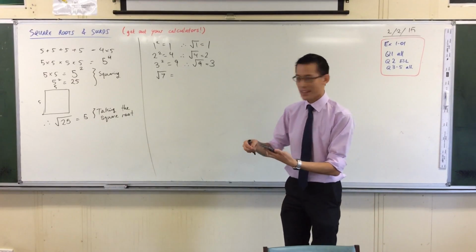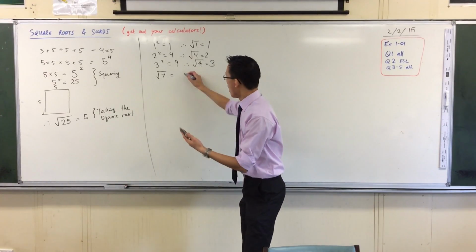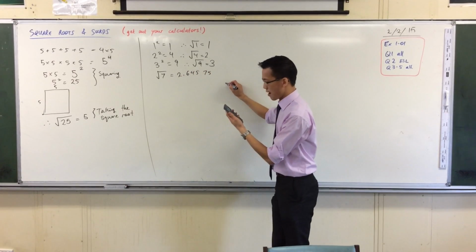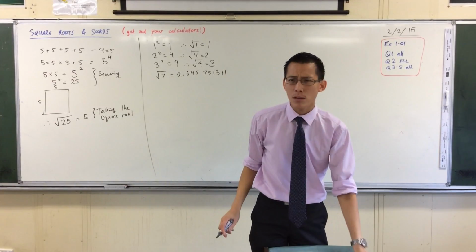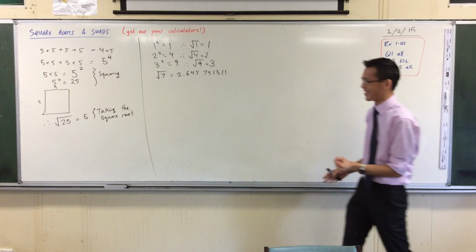Can you see that? What do you get? I'm going to write what I've got on my screen. I'd like you to do the same. I've got 2.645751311. Does that match with what you got? Yes. Good, excellent. So far we can press buttons on our calculator successfully.